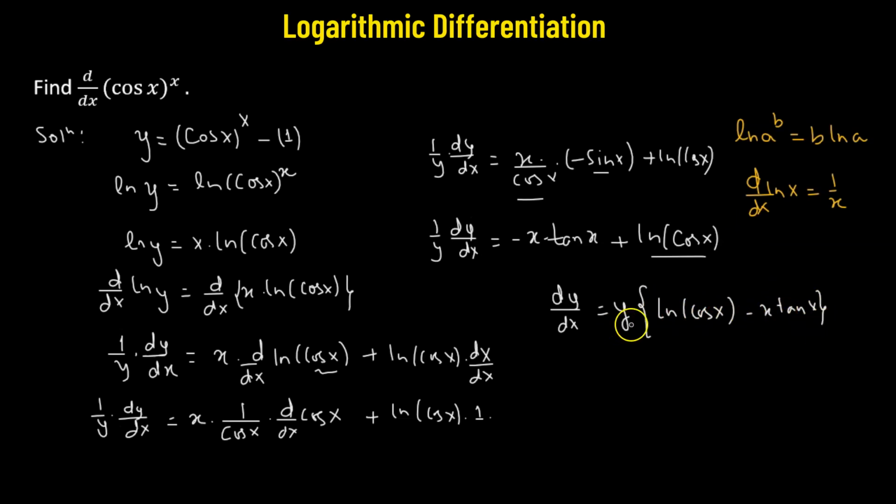Now we'll finally replace the value of y with (cosine of x) raised to the power of x, and this is going to give us the final value, which will be (cosine of x) whole raised to the power of x multiplied by log of cosine of x minus x times tangent of x. So this is the value of the given derivative.